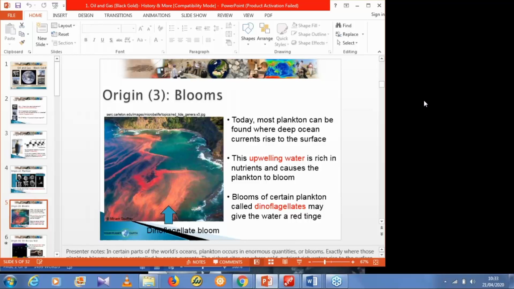In the oceans, we have some of these planktons coming together.